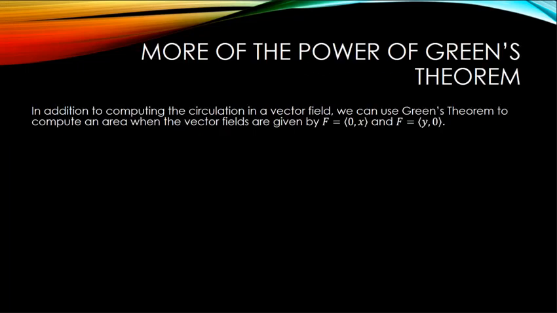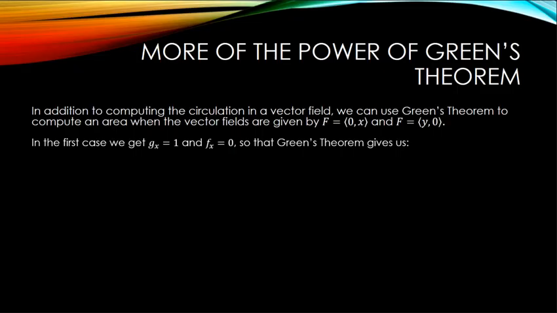Now I do want to mention a little bit more about the power of Green's theorem here. In addition to computing the circulation in a vector field, we can use Green's theorem to compute an area when the vector fields are given by vectors with components 0, x or y, 0. In the first case, we get the partial of g with respect to x is 1 and the partial of f with respect to x is 0, so that Green's theorem gives me the closed integral over C of F dot dr is the closed integral over C of x dy, which is the double integral over R of dA, and it gives me the area of R.